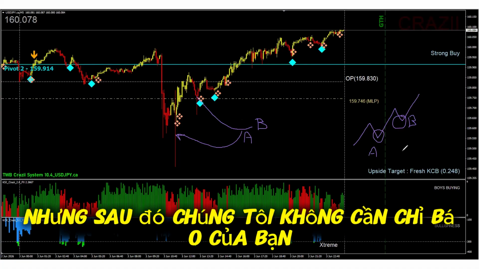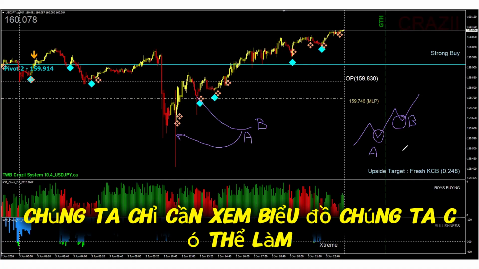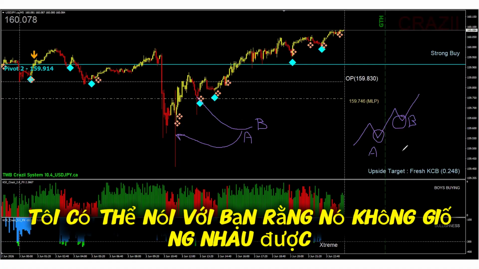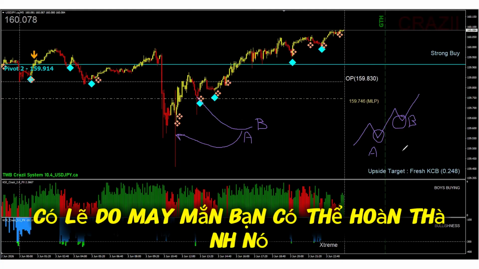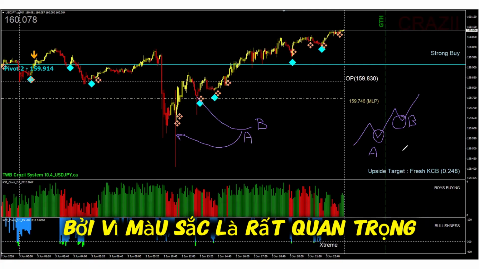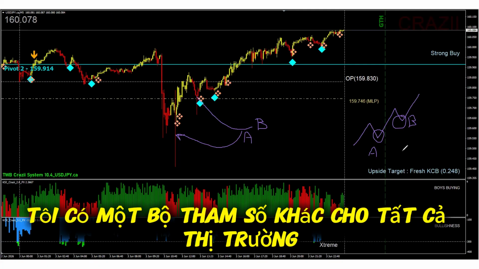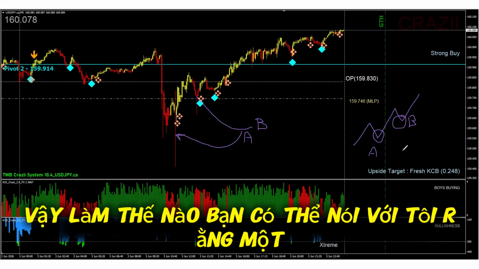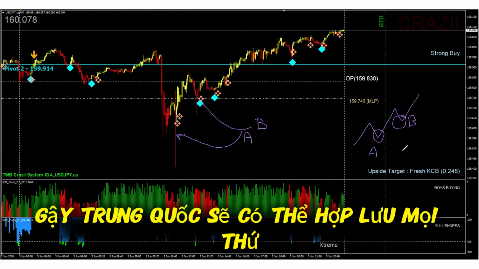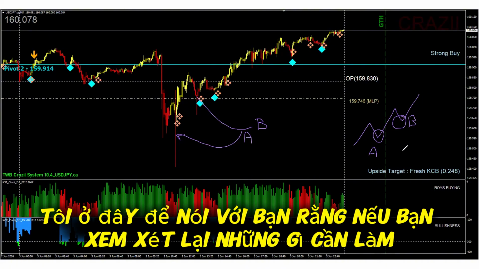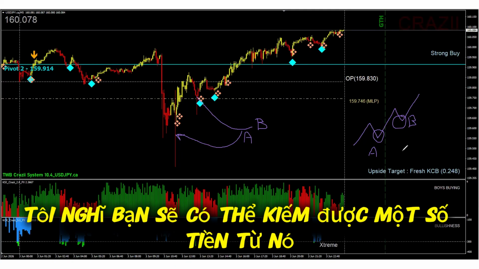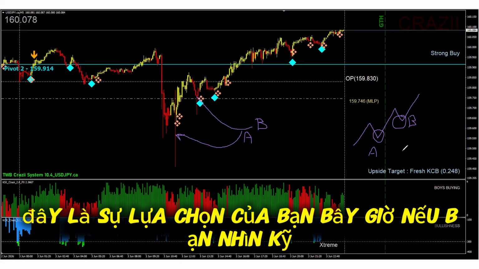Now, some of you say, then we don't need your indicator, we just have to see the chart. I can tell you it's not the same. If you don't believe me, try it on your own. Maybe by luck you can get it done, but not every time, because the coloration is very important. For every market I have a different set of parameters. So how can you tell me that one single candlestick will be able to confluence everything? That's not possible. But I'm not here to argue with you. I'm here to tell you that if you reconsider what to do, I think you will be able to make some money out of it. But this is your choice.